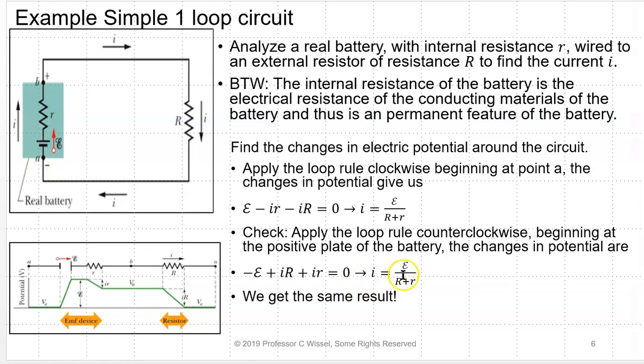Then I equals E over the sum of the resistances. And I came up with the same equations. Now, the only difference between this equation and this equation is that if you take this one and multiply through by -1, you'll get that one. So this is a good way to check this.